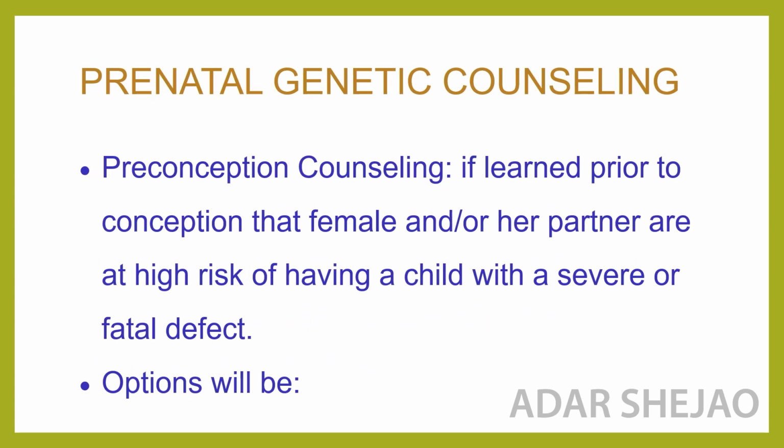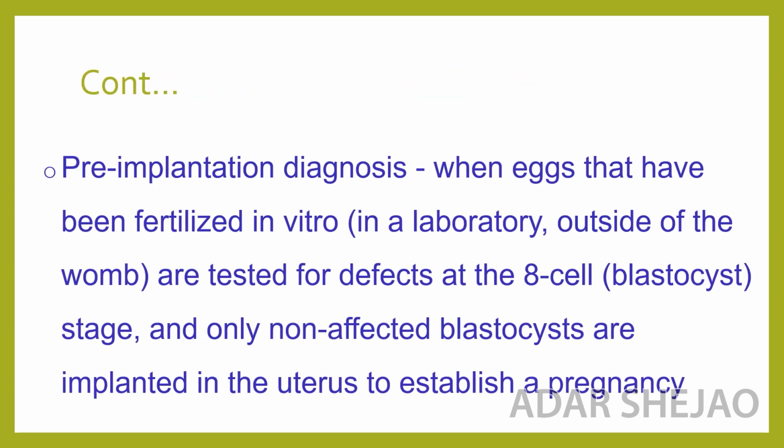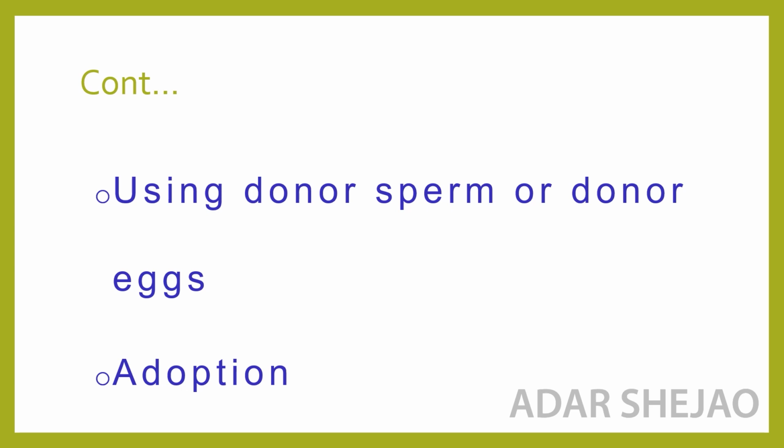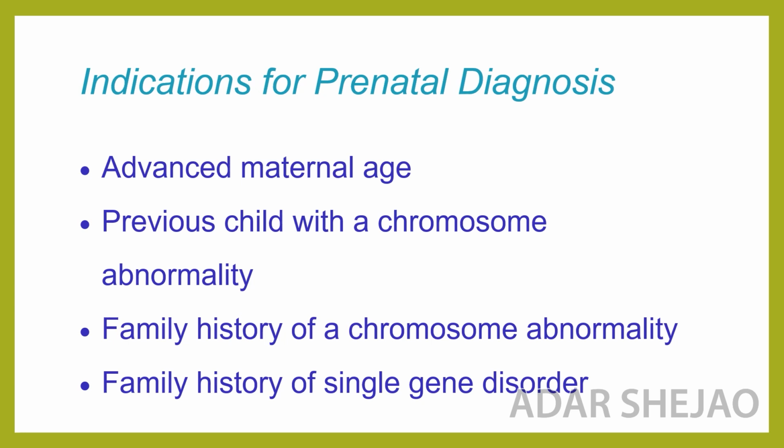Prenatal genetic counseling. Preconception counseling: if it is learned prior to conception that the female and/or her partner are at high risk of having a child with a severe or fatal defect, options will be pre-implantation diagnosis, when eggs that have been fertilized in vitro, in a laboratory outside of the womb, are tested for defects at the 8-cell, blastocyst stage, and only non-affected blastocysts are implanted in the uterus to establish a pregnancy; using donor sperm or donor eggs; or adoption. Indications for prenatal diagnosis.